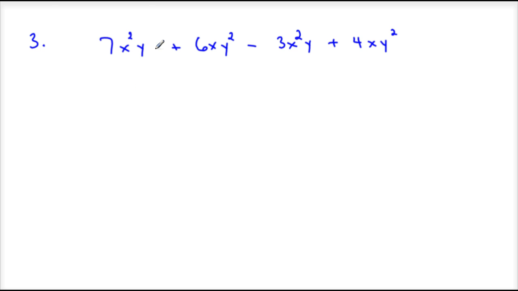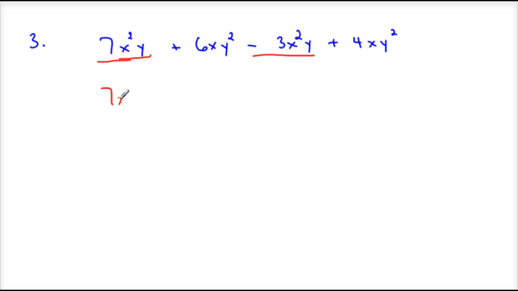Next example here: 7x squared y plus 6x squared y minus 3x squared y plus 4xy squared. I'm sorry, the second term was 6xy squared. So this one's a little bit more confusing because everything has an x and y, but the like terms are the ones that have exactly the same bases and exponents. So 7x squared y. What else has an x squared y? This next term here has an xy squared, so it's not the same. The following term has an x squared y, so this term and this term are the same because they both have the same bases with exponents: x squared y, x squared y.